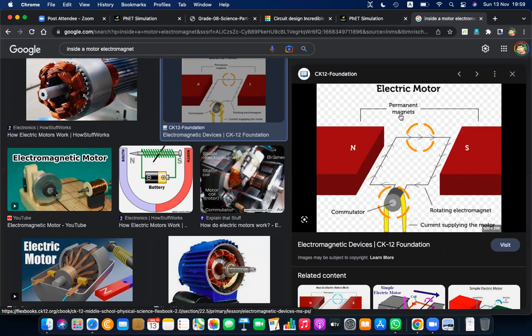So actually when you provide an electric pulse or maybe current through this wire, it will create an electromagnet, thereby it will be pushed by these two fixed magnets. So that will create the rotational effect of this motor, right?